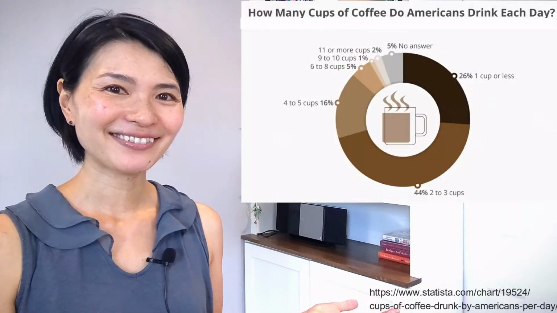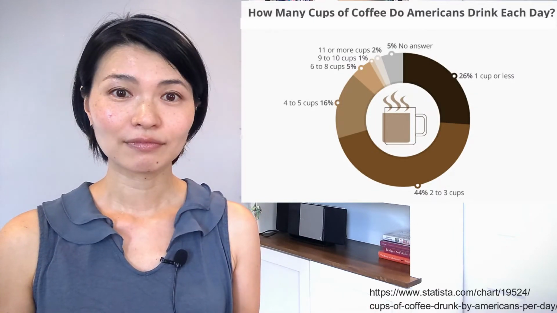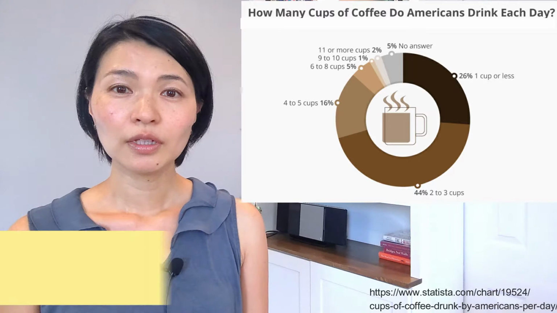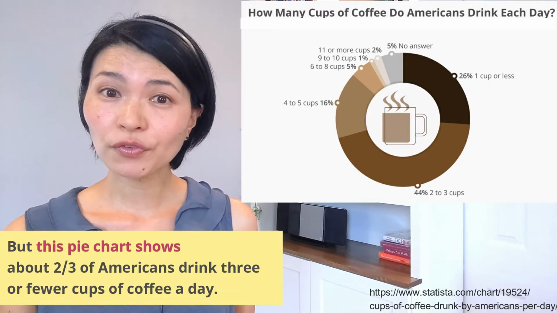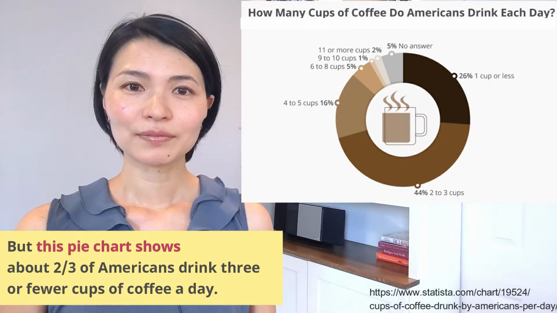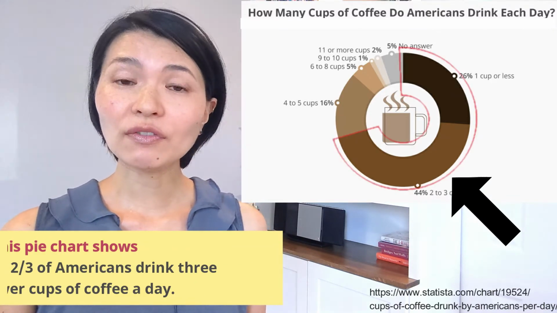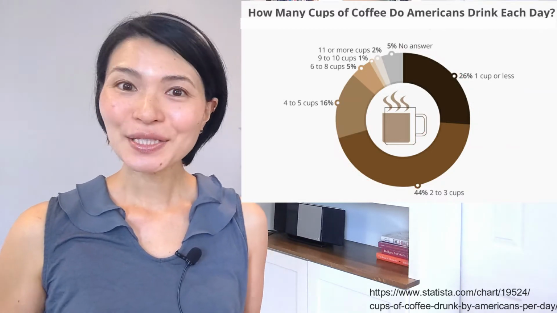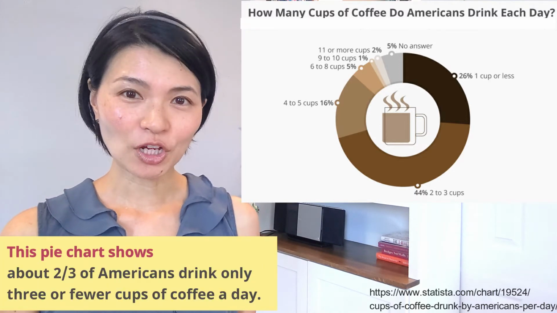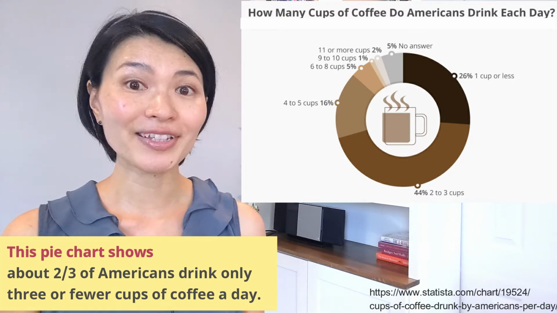Let's use this chart as an example. Here's how you can use this mama phrase. You might think Americans are big coffee drinkers, but this pie chart shows about 2/3 of Americans drink 3 or fewer cups of coffee a day. You see how I highlighted key information and summarized instead of reading everything out? Let's practice saying the example sentence together. Repeat. This pie chart shows about 2/3 of Americans drink only 3 or fewer cups of coffee a day.